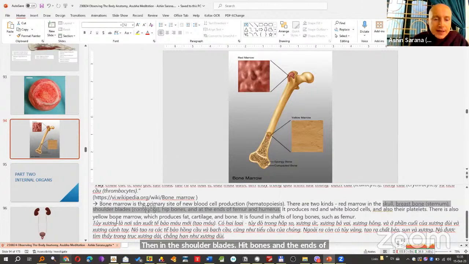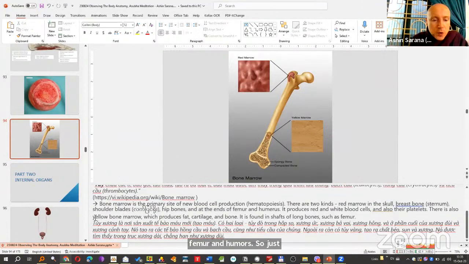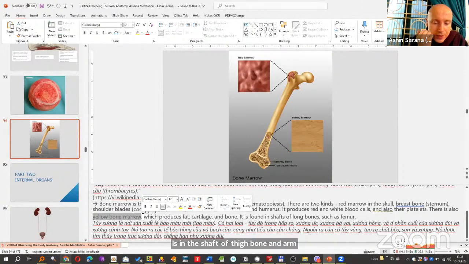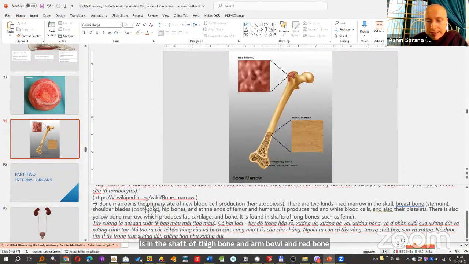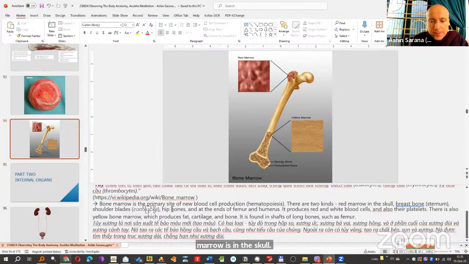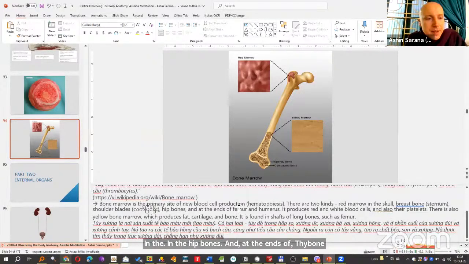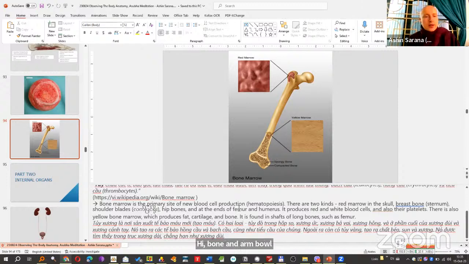So to simplify, you can remember yellow bone marrow is in the shaft of thigh bone and arm bone, and red bone marrow is in the skull, in the hip bones, and at the ends of thigh bone and arm bone. So bone marrow is also one part that you will be considering.